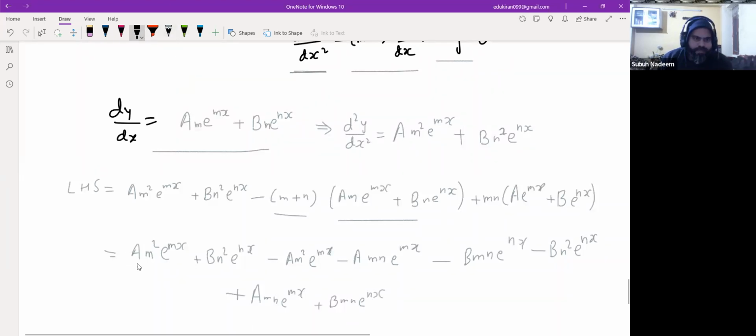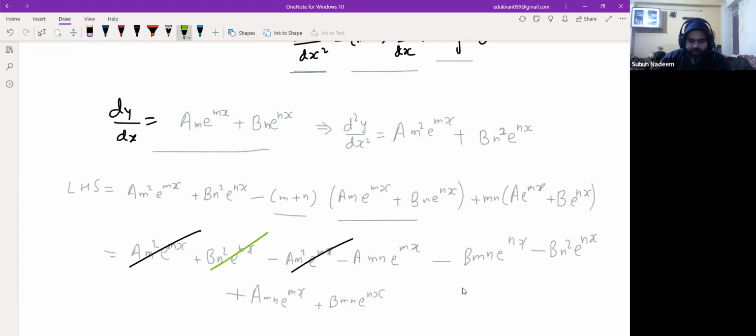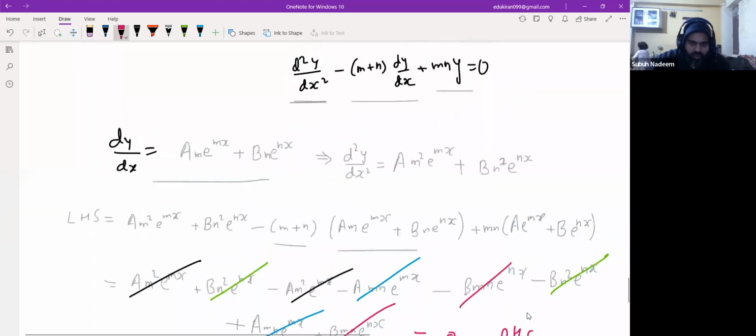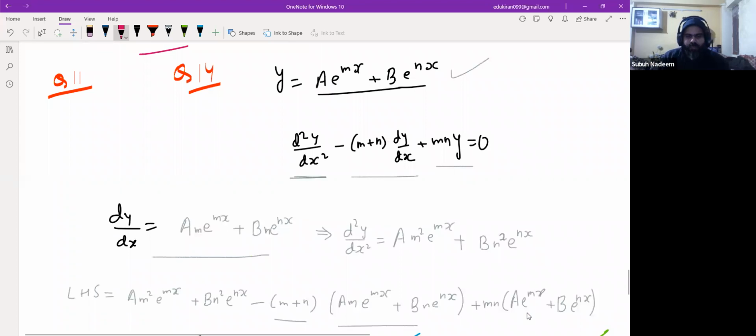Now what will get cancelled? Am square e to the power mx will get cancelled with minus am square e to the power mx. B n square e to the power nx will get cancelled with minus b n square e to the power nx. Minus a m n e to the power mx will cancel with plus a m n e to the power mx, and minus b m n e to the power nx will cancel with plus b m n e to the power nx. So you will get 0, which you had to prove is equal to the right hand side. You can write it down from here. Done, sir. Done? Yes, sir.